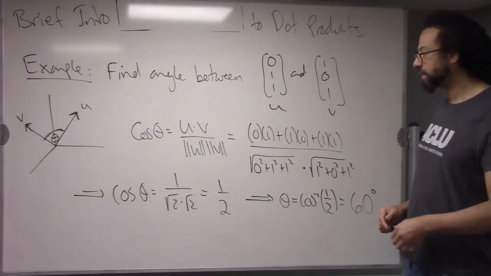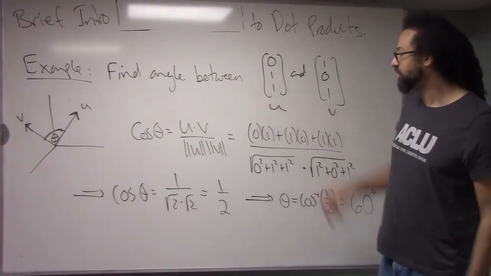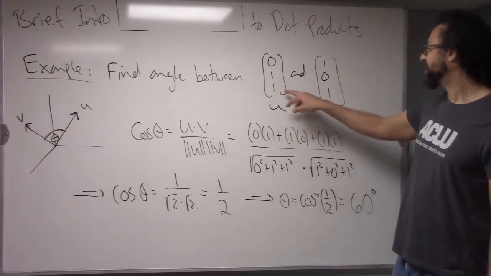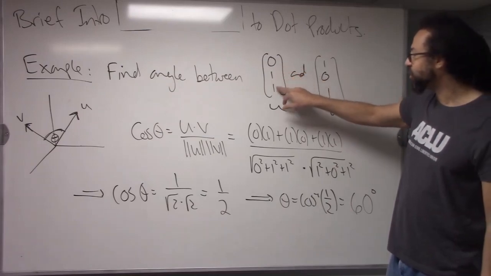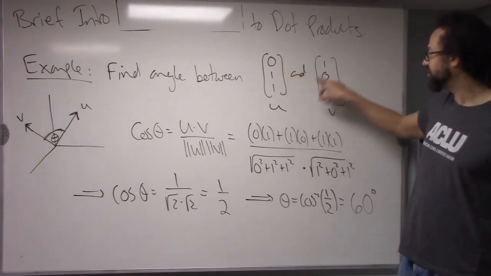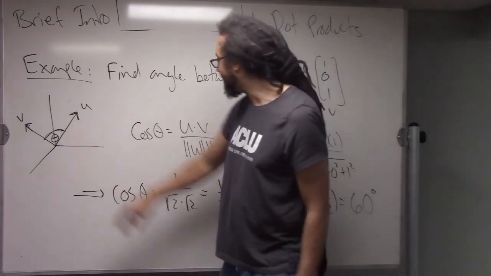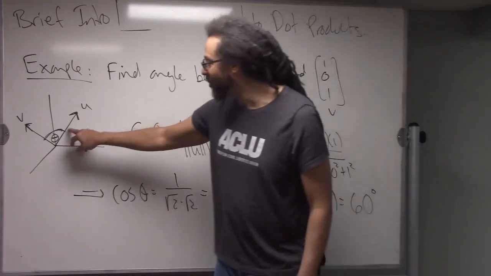All right, here's a quick example of finding the angle between two vectors. We'll pick an example here in R3. Let's find the angle between the vectors 0, 1, 1, I'll call that u, and the vector 1, 0, 1, I'll call that v. Here's a rough sketch of u and v.